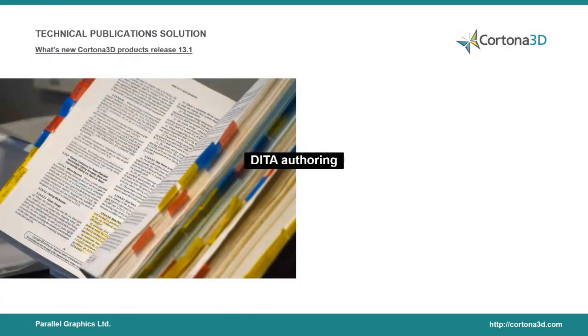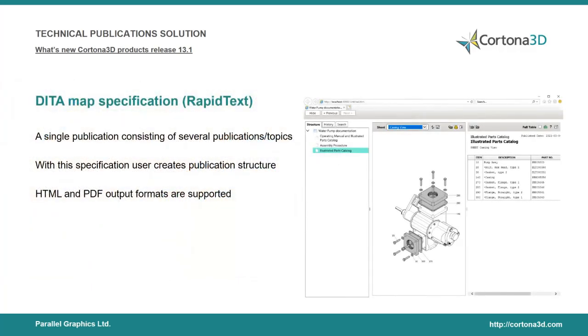Now, the next subject we are going to discuss right now is DITA authoring. In this release, there are a lot of DITA-related enhancements. And the first one is the new specification called DITA map, which is available in Rapid Text. What it does, it allows you to create a single publication consisting of DITA publications or DITA topics. So with this specification, you are not creating any content. You are creating a structure of your publication. The output can be either an HTML interactive publication or PDF output.